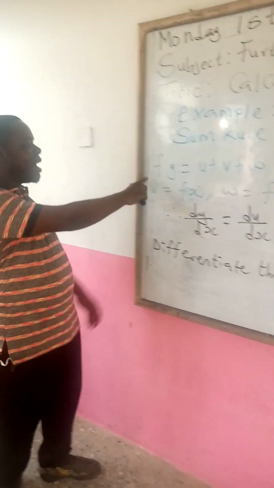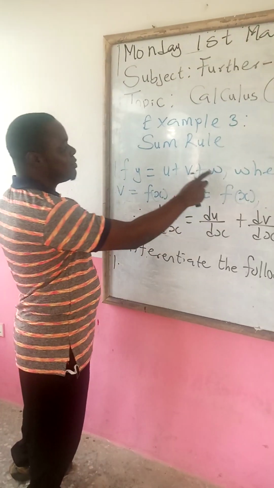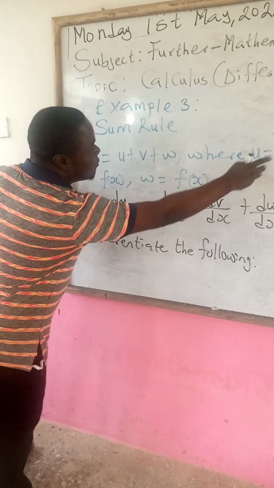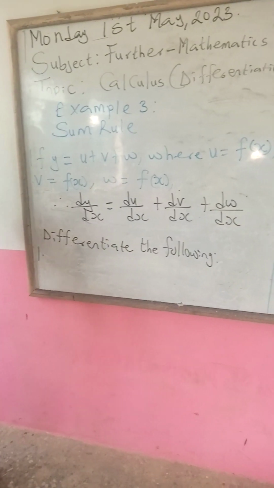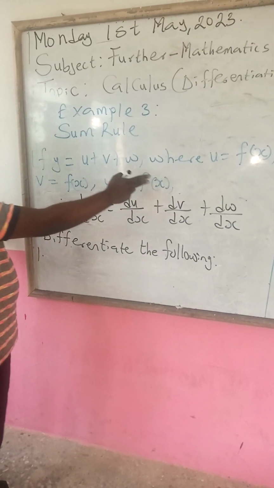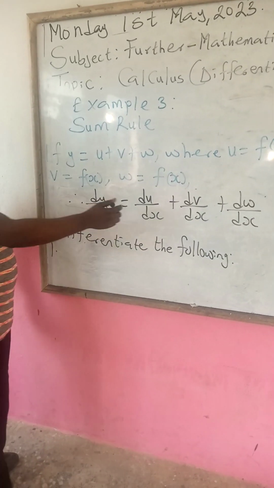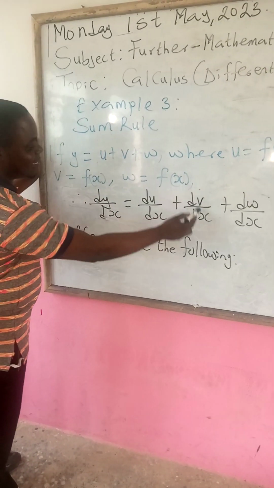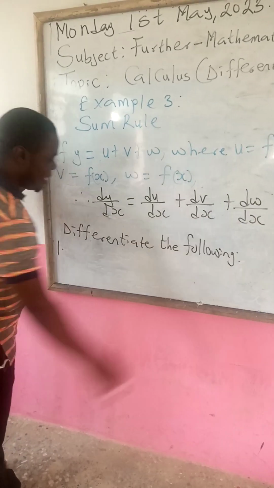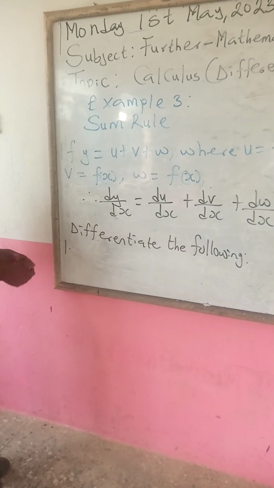If y equals u plus v plus w, where u is a function of x, and v is also a function of x, and w is also a function of x, what is our dy/dx? Our dy/dx is usually du/dx plus dv/dx plus dw/dx. Let's start with this.